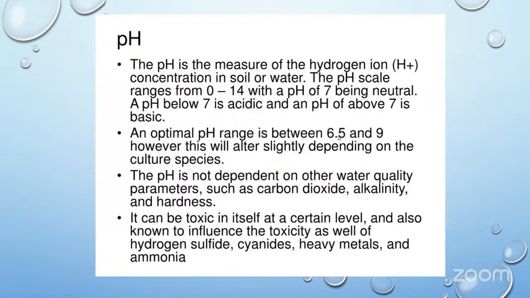Next, regarding the pH. The pH is the measurement of the hydrogen ion concentration in soil or water. The pH scale ranges from 0 to 14, with a pH of 7 being neutral. A pH below 7 is acidic and a pH above 7 is basic. An optimal pH range is between 6.5 and 9. However, this will alter slightly depending on the culture species.